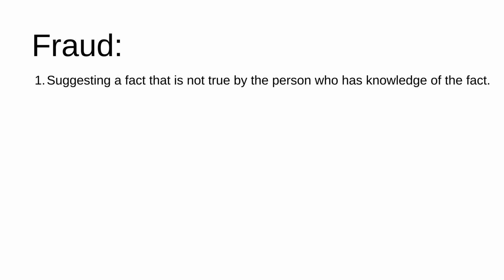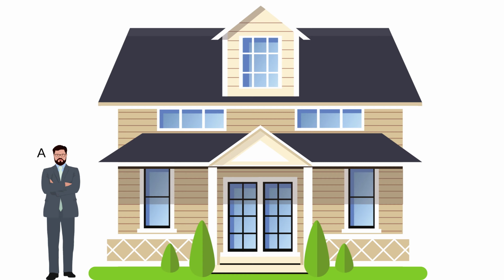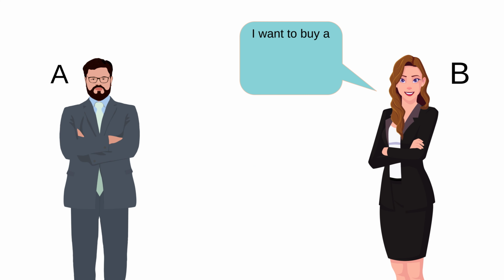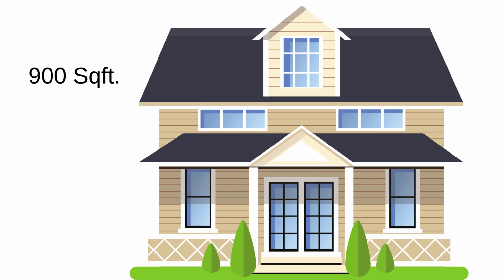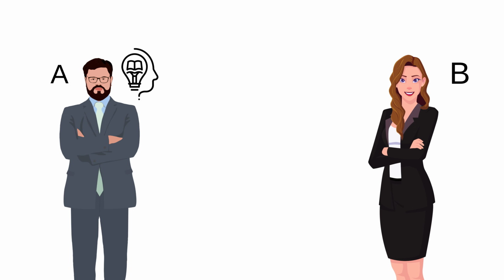Any of the following acts is fraud. 1. Suggesting a fact that is not true by the person who has knowledge of the fact. Let's look at an example. A wants to sell his house to B. B says, I want to buy a house that is at least 1000 square feet big. B asks for the details of the house. A tells her that he is selling the house for 10 lakh rupees and his house is 1000 square feet big. But in reality, his house is 900 square feet. A knew the fact, but just to sell the house to B, he made a statement that is not true.